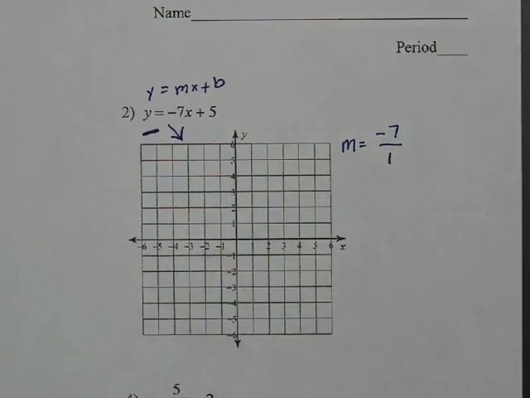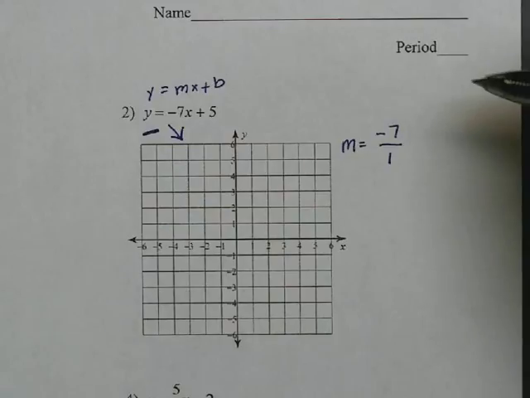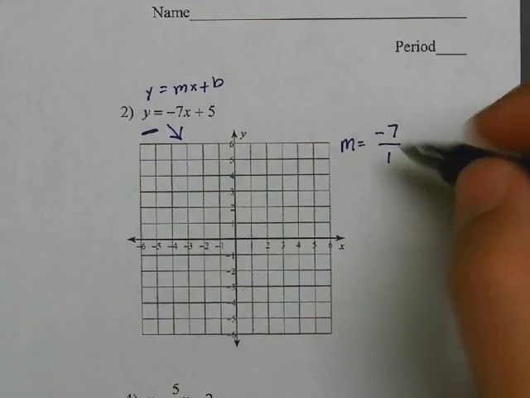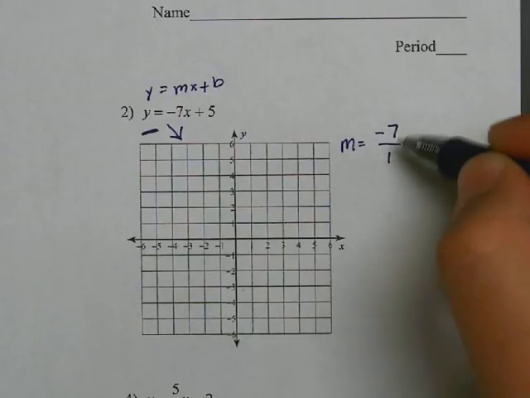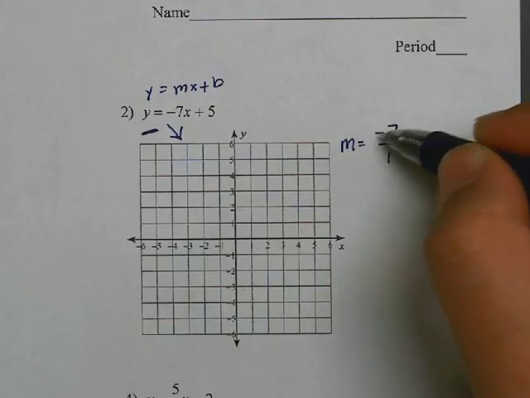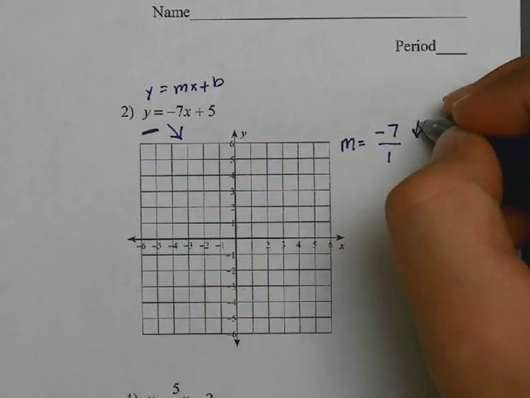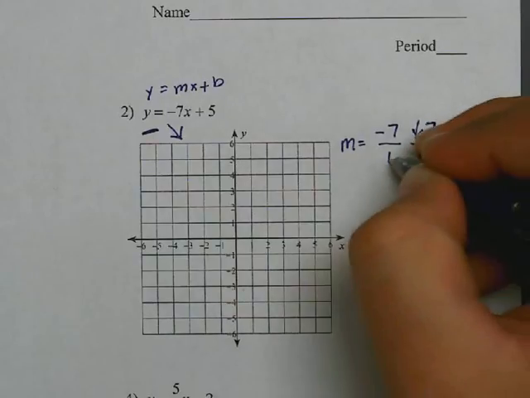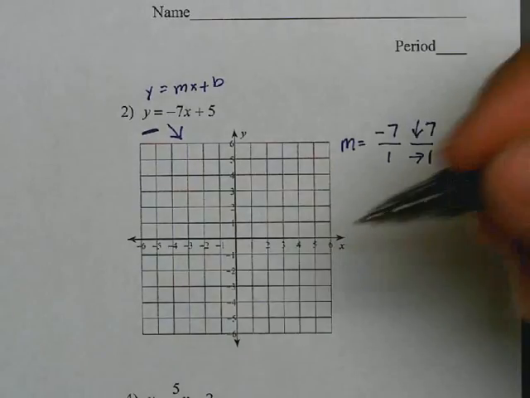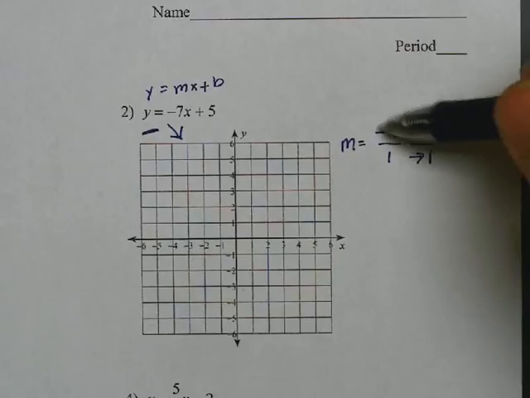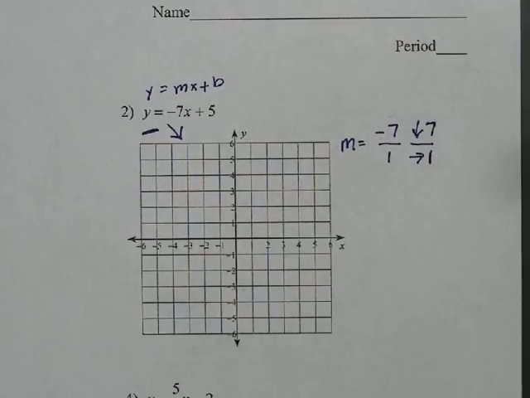Your next step, and I may have told these backwards depending on the class, is to direct your slope. Remember, slope is the change in y over the change in x. How does it change vertically, and how does it change horizontally? Negative 7 means down 7, and a positive 1 on the x-axis takes you right 1. So the numerator represents the vertical change: it goes down 7 since it's negative. The denominator represents the horizontal change: it's positive 1, so you go right 1.